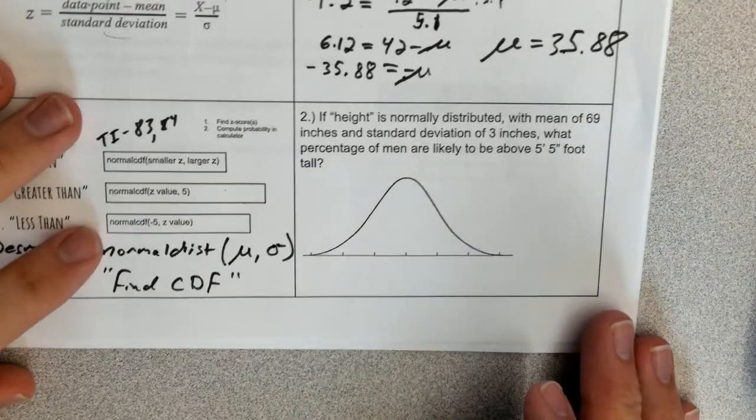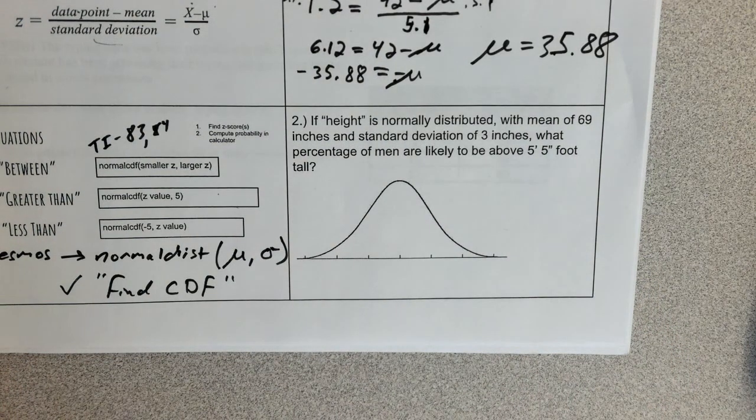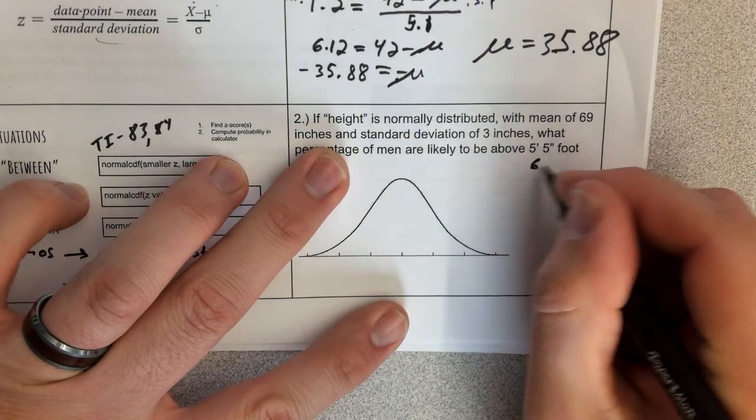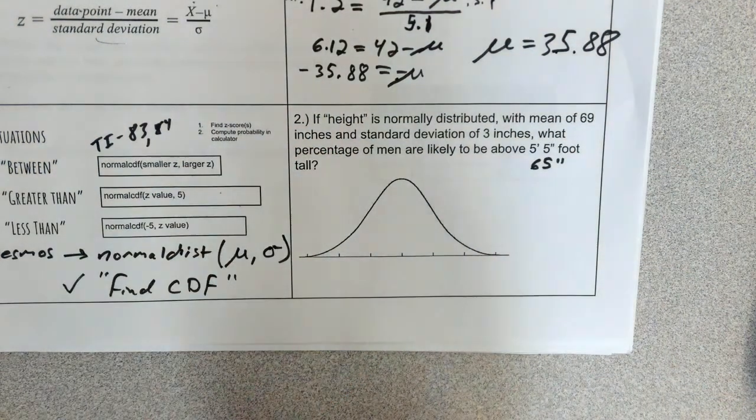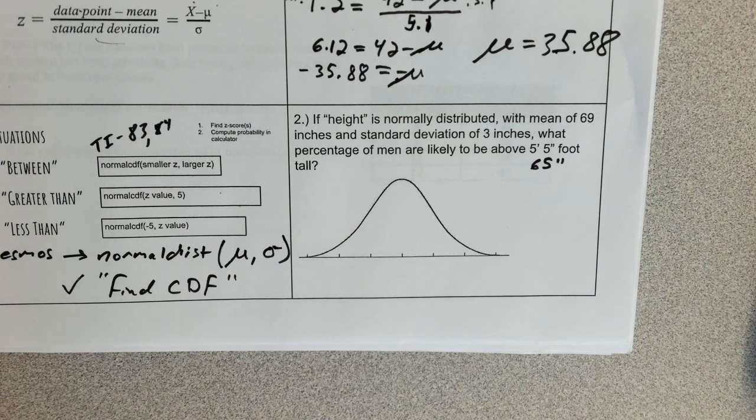If height is normally distributed with a mean of 69 inches and standard deviation of 3, what percentage of men are likely to be above 5'5" tall? So real quick, that's 65 inches tall. So what percentage of men are going to be above 65 inches? Well, let's do this in Desmos.